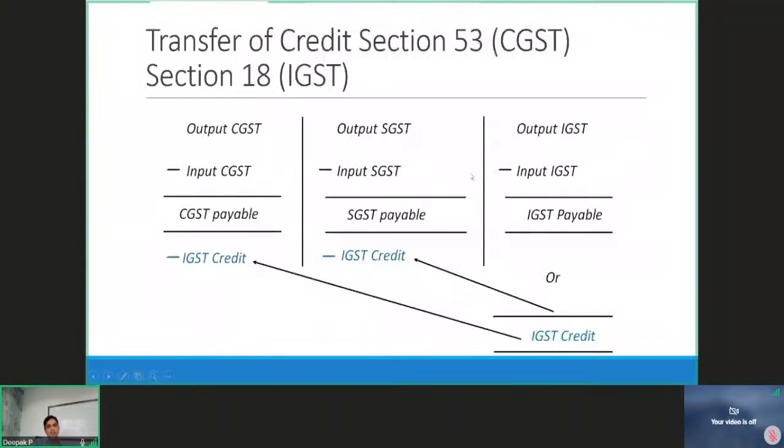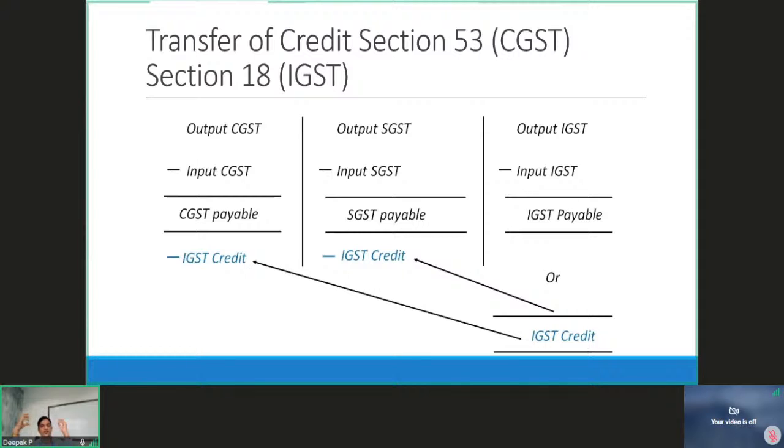We had another section called 53A, which I didn't touch upon here. 53A says, I spoke about PMT-07, right? With PMT-07, movement from CGST to SGST is possible. Now, when CGST to SGST is possible, 53A says once you have transferred from CGST to SGST, it is treated that you have claimed a refund of CGST, and in the SGST there is a deposit.